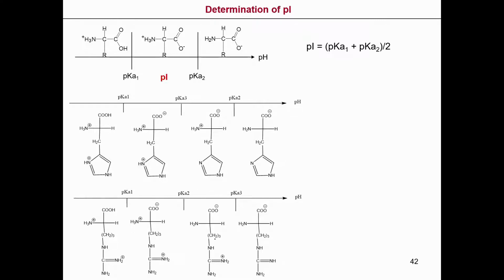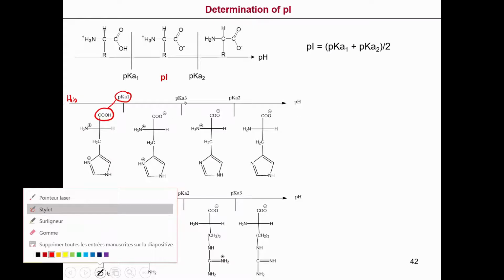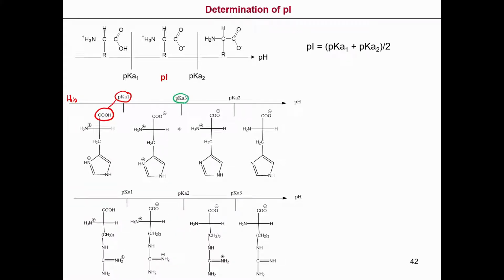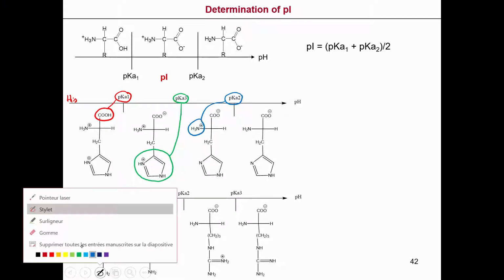It's more complicated with a side chain which can be protonated or not. Okay. So, for example, here you have histidine. The pKa1 is related to the carboxylate group. pKa3 is related to this function, and pKa2 is related to the amine group. Okay?